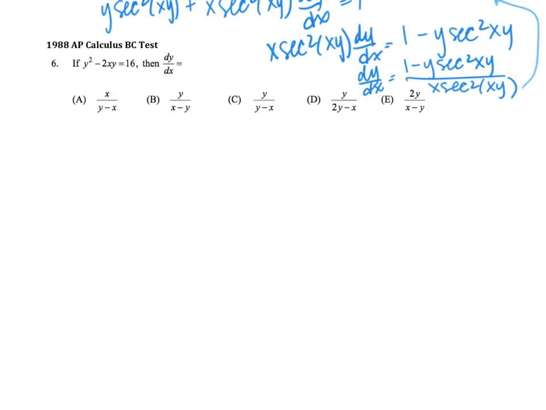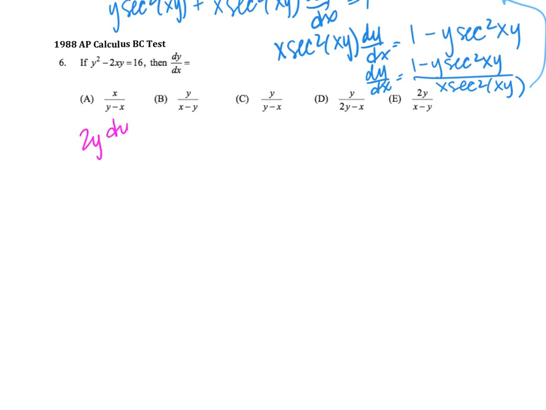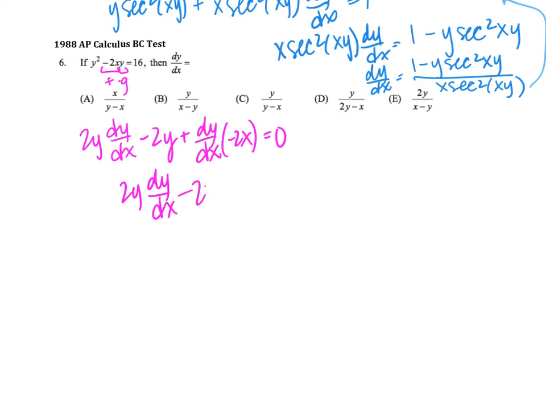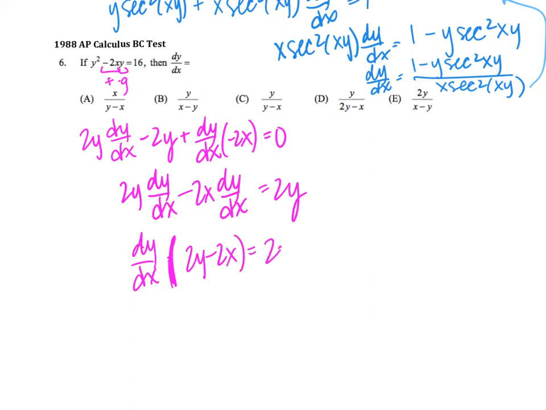All right, the derivative of y squared is 2y dy dx. We're going to use the product rule. The derivative of negative 2x is minus 2. Leave the g. And the derivative of g is dy dx. Leave the f. The derivative of 16 is 0. I'm going to keep the dy dx's on the left side. I'm going to move over the 2y. I'm going to factor out a dy dx. And when I factor that out, I'd be left with 2y minus 2x equals negative 2y. My dy dx would be 2y over 2y minus 2x.